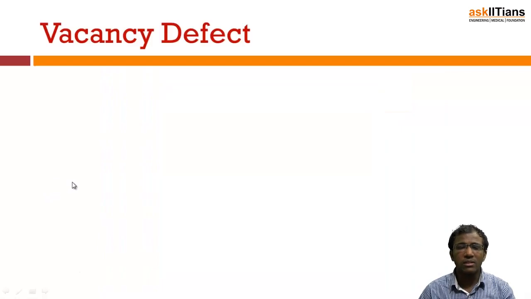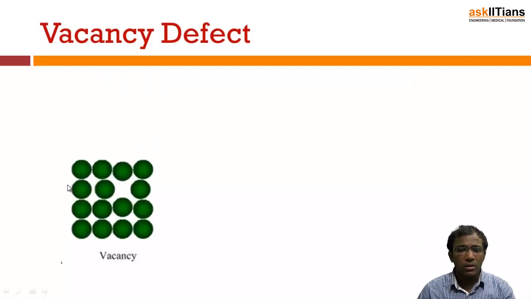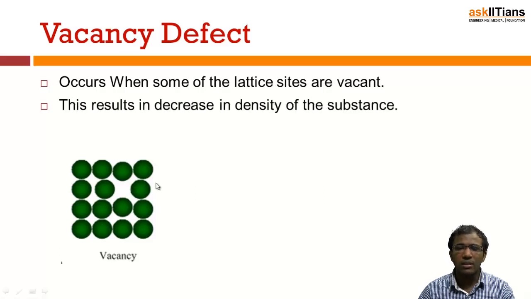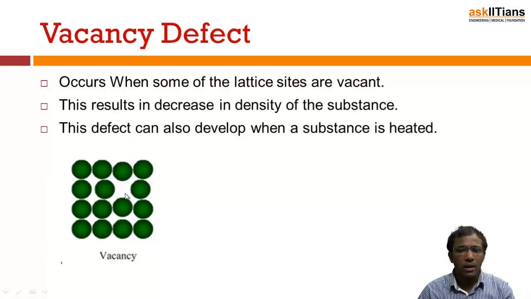Let's move to the next defect, that is vacancy defect. So it occurs when some of the lattice sites are vacant. So here you can see this lattice site is vacant. So such type of defect is known as vacancy defect, and this results in a decrease in the density of the substance because here ions are missing from their sites. And this defect can also develop when a substance is heated. Okay, so this is vacancy defect, which happens when the ions are missing from their sites.